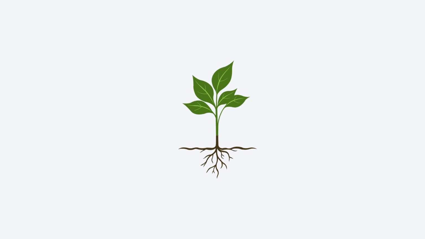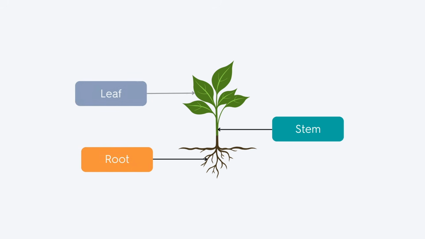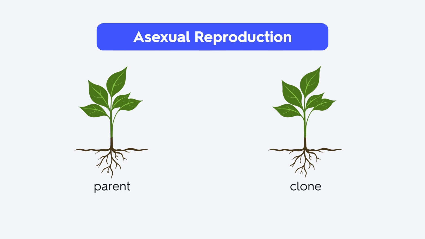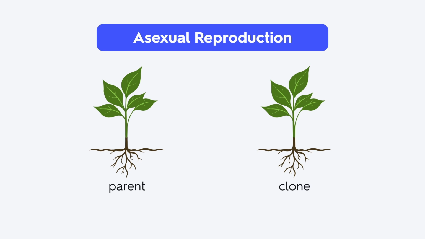First, let's define vegetative propagation. It's a type of asexual reproduction in plants, where new plants grow without seeds. Instead, the plant uses vegetative parts like stems, roots, or leaves. Because it's asexual reproduction, only one parent plant is involved. As a result, the new plant is usually a clone, meaning it has the same genes, or a very close copy of the original.